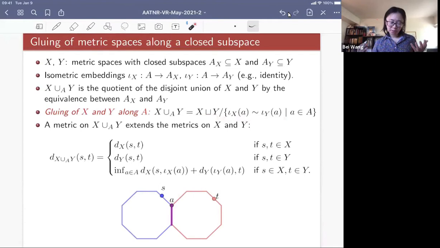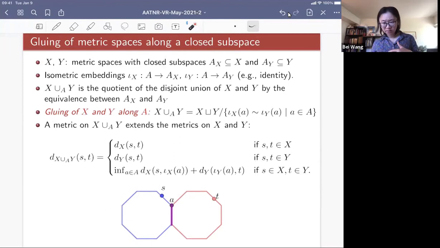But because I'm gluing metric spaces, I also need to define what is a metric on the glued space. So we basically want to extend the metric on each individual space. If I have a piece X and a piece Y, then if both points are from space X, then I inherit the metric from space X. If both points are in the other space, yes, I inherit that.